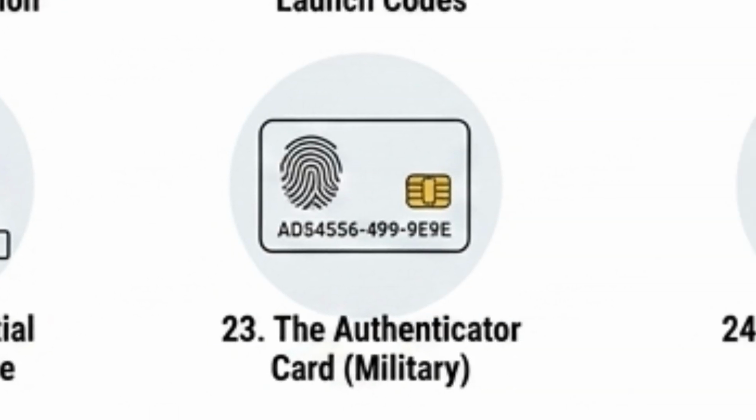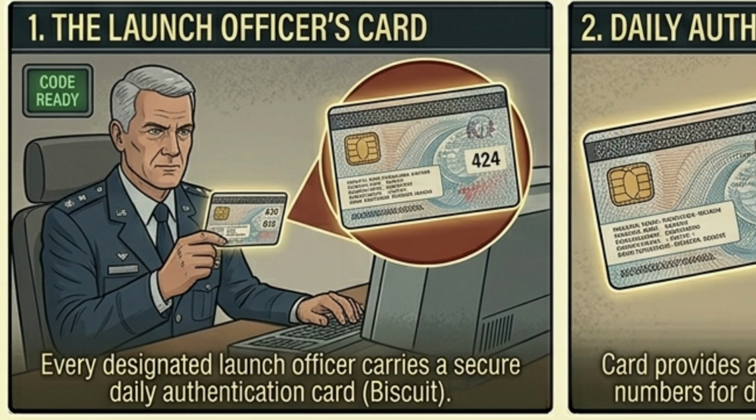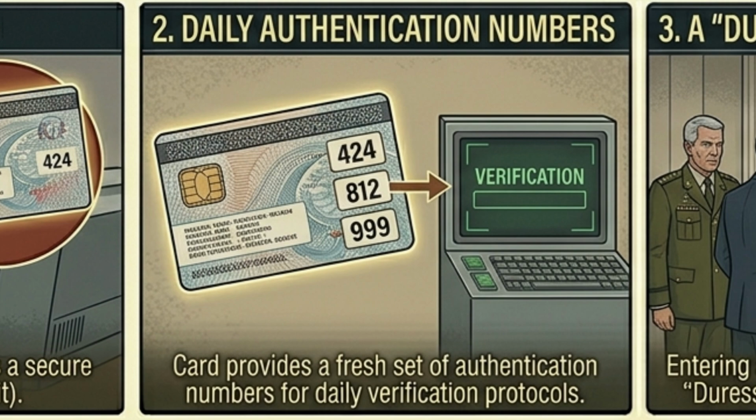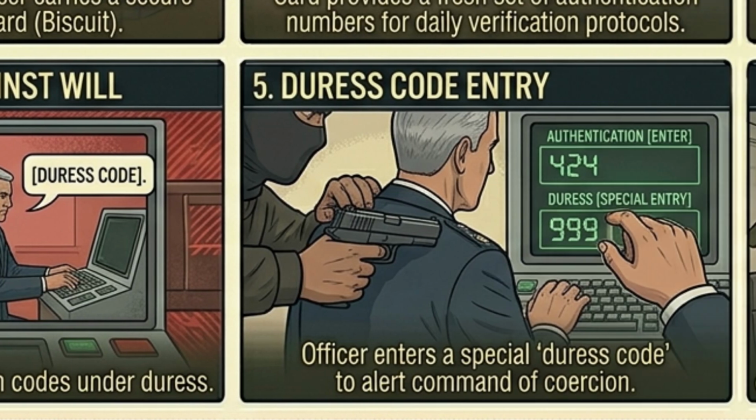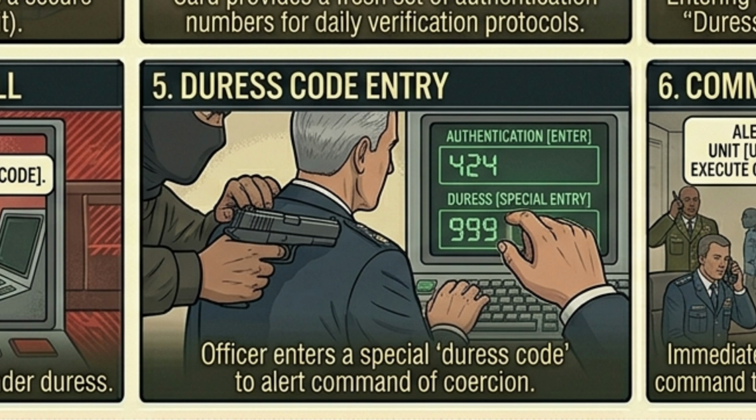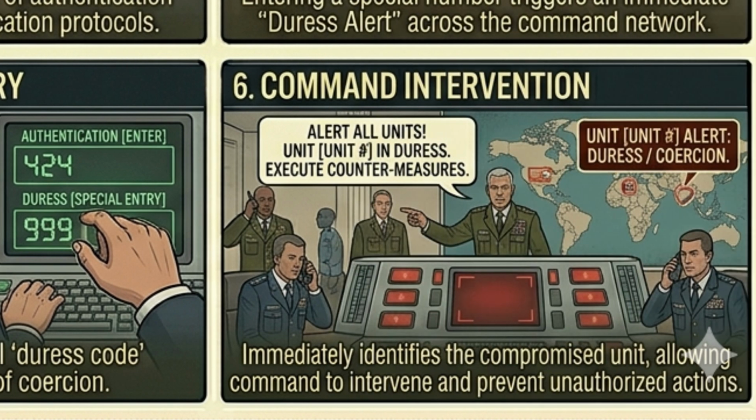23. The authenticator card, military. The card carried by every nuclear launch officer. It has daily authentication numbers. It also has a duress code, a special number the officer enters if they are being forced to launch against their will. That alerts command of a problem.